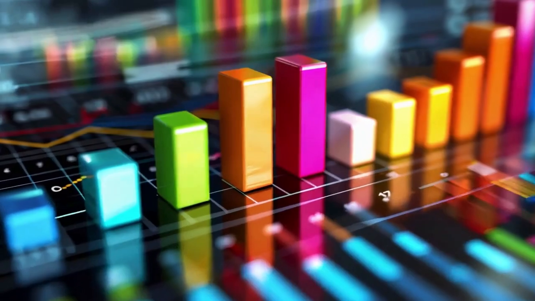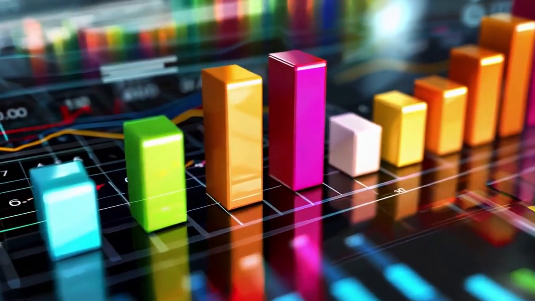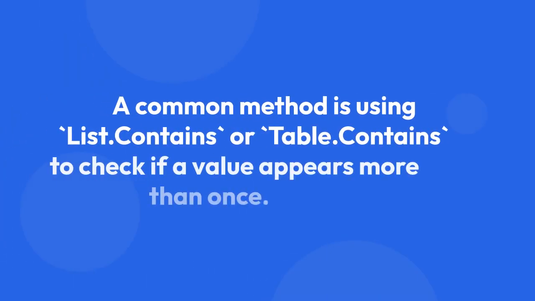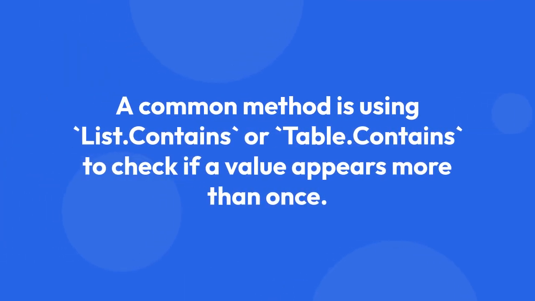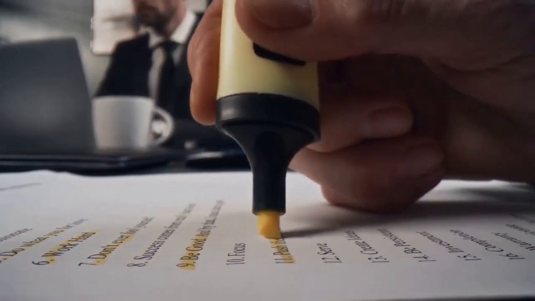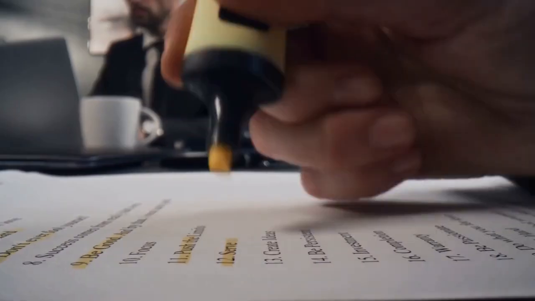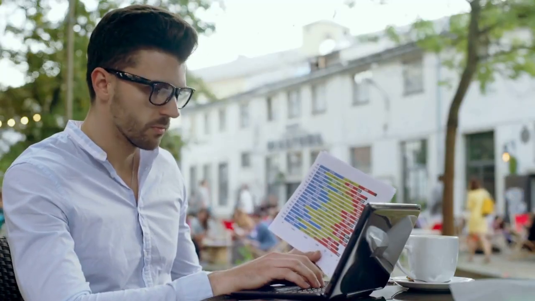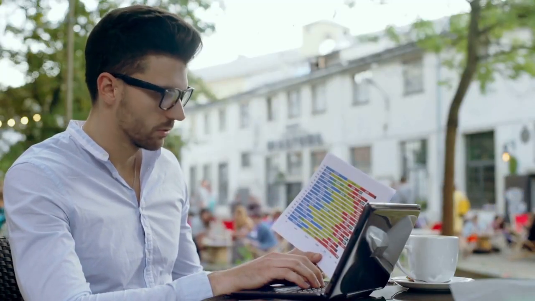You can now add a custom column that flags duplicates using conditional logic. A common method is using List.Contains or Table.Contains to check if a value appears more than once. This creates a flag next to each row to indicate if it is a duplicate. Load the results back into the first Excel file to review duplicates.